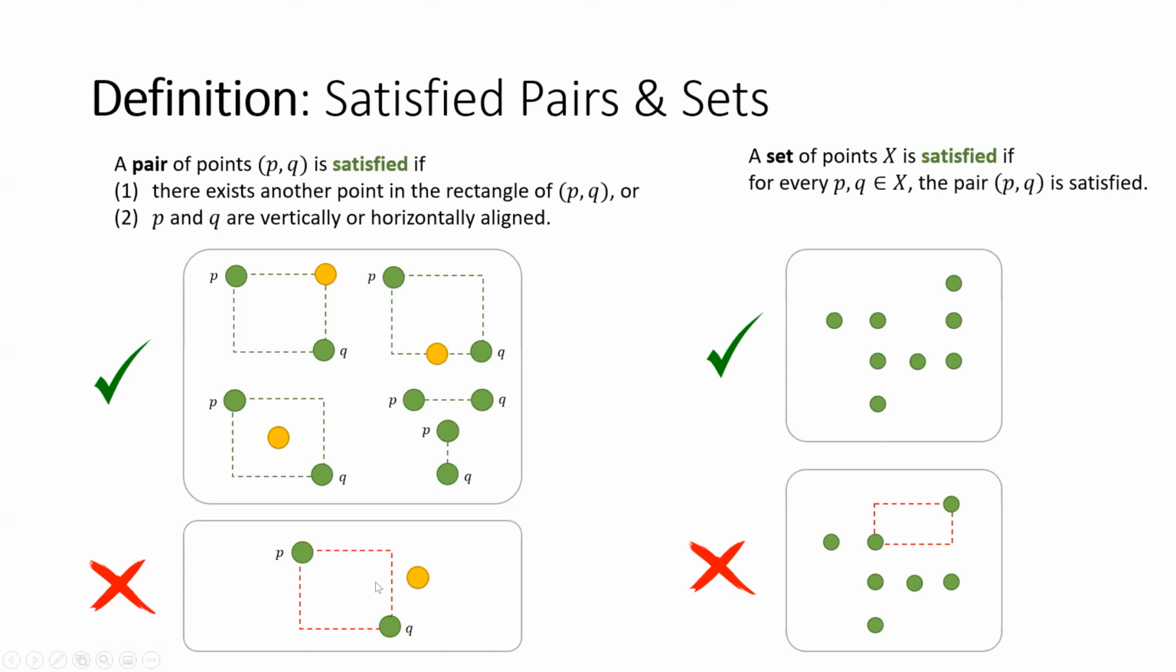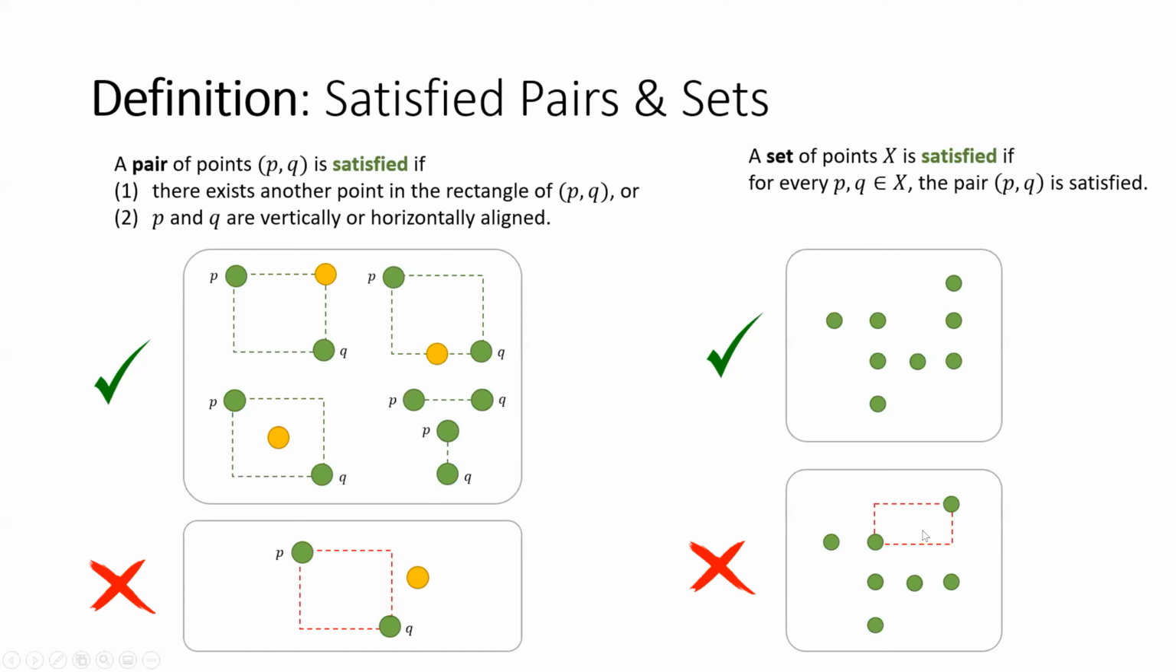This is not satisfied. And now the set of points is satisfied if for every pair in the set, the rectangle defined by it is satisfied. Every pair is satisfied. All right, is this clear? Okay. And this is not satisfied because of this pair. This pair, you don't have another point inside the rectangle.